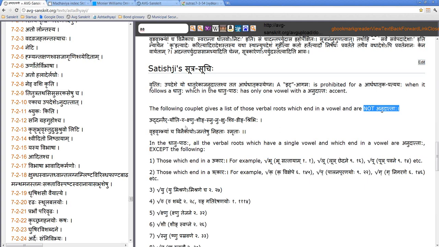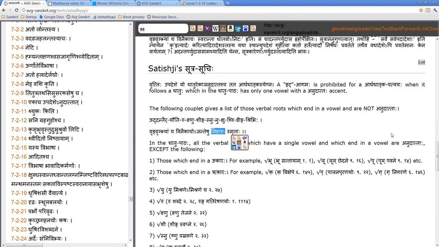Udrudantair yauti ru kshnu shing snu nu kshu shvi ding shribhi vring vring bhyancha vinaika chojanteshu nihatas smritaha. One more time. Udrudantair yauti ru kshnu shing snu nu kshu shvi ding shribhi vring vring bhyancha vinaika chojanteshu nihatas smritaha. Okay. Nihataha is same as anudattaha.